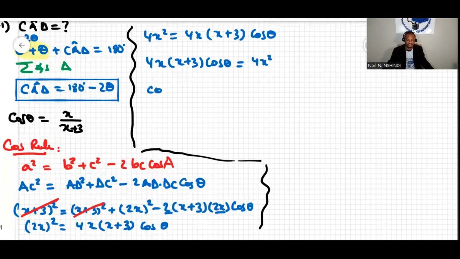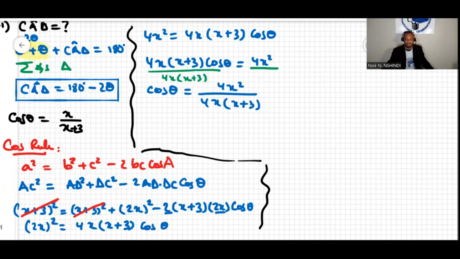I'll keep cos theta on the left and then divide everything by 4x(x plus 3), all under 4x squared. So I divide this part by 4x(x plus 3). I divide it also by 4x(x plus 3). And then we have cos theta equal to 4x squared over 4x times (x plus 3). Now we can simplify further.